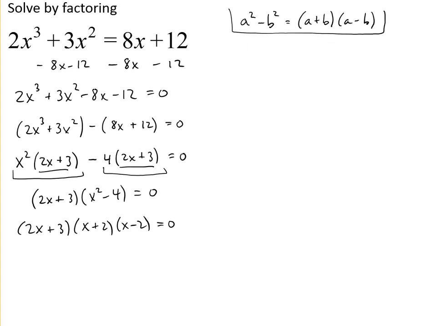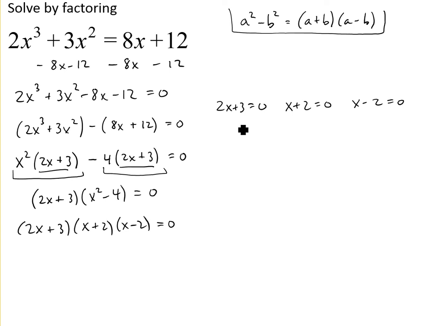So now that we have it completely factored, we can set each of the 3 factors separately equal to 0 and solve them. So I have 2x plus 3 equals 0, or x plus 2 equals 0, or x minus 2 equals 0. Solving each of these for x will give us our solutions to the original equation.